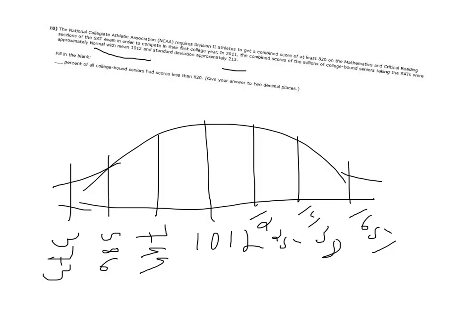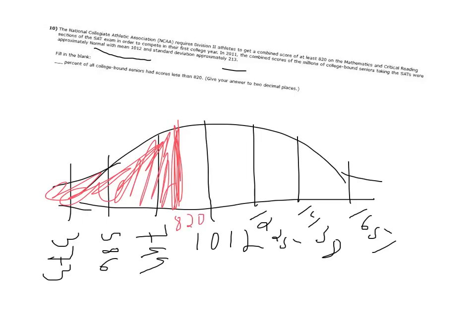So they're telling me to find what percent of college-bound seniors had scored less than 820. Well, unfortunately, 820 falls right about there. Not one of the nice numbers, and we want less than, so I want the tail area to the left. So this is going to require that I use z-scores or standard scores and table B.